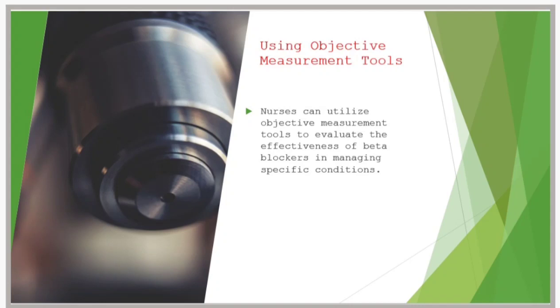Nurses can utilize objective measurement tools to evaluate the effectiveness of beta blockers in managing specific conditions. For example, in patients with cardiac arrhythmias, ECG can be employed to assess changes in heart rhythm and conduction. Holter monitoring can provide valuable data on heart rate variability and arrhythmia frequency. These tools help nurses objectively assess the response to beta blocker therapy.